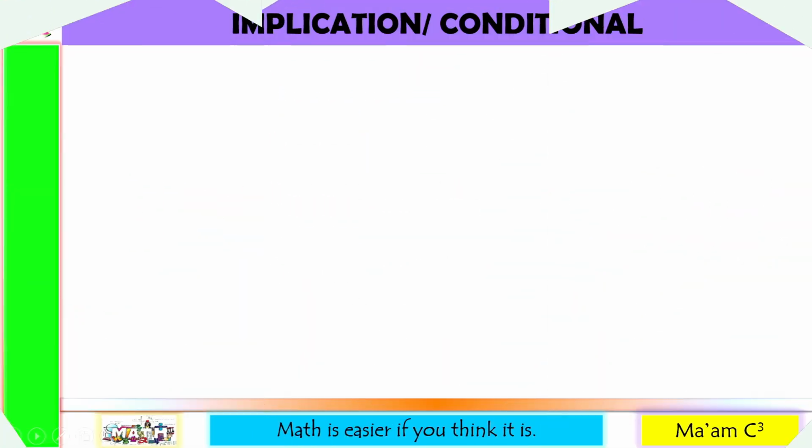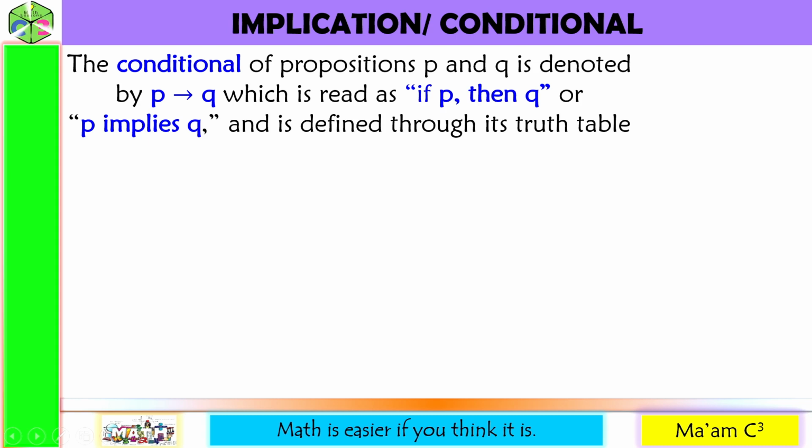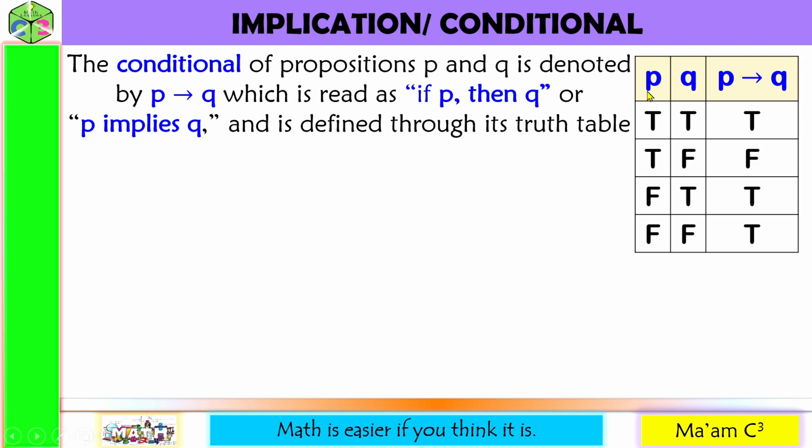The next one is the implication or conditional. The conditional of propositions P and Q is denoted by this symbol. And this is read as if P, then Q, or P implies Q, and is defined through its truth table. Here is the truth table. So again, we have here propositions P, Q, and then we have P implies Q. If the truth value of the proposition P and Q are both true, then P implies Q is also true.